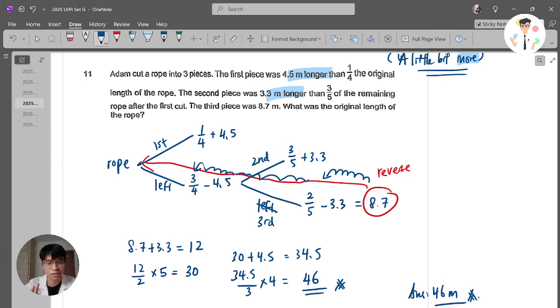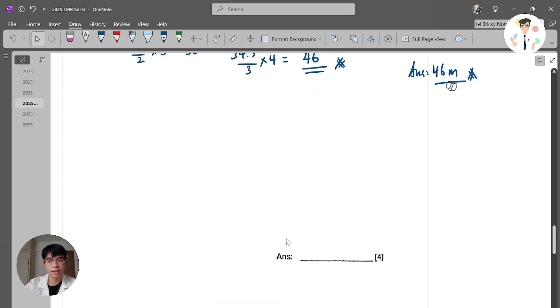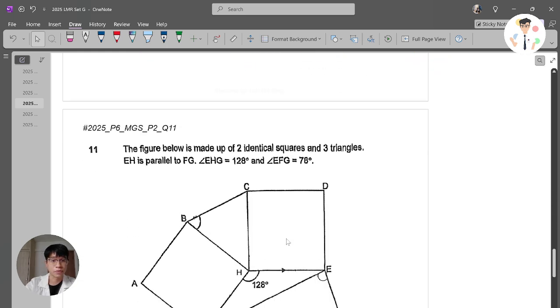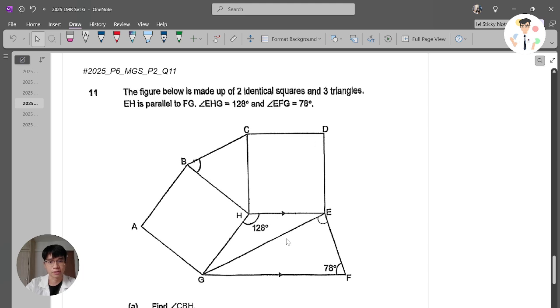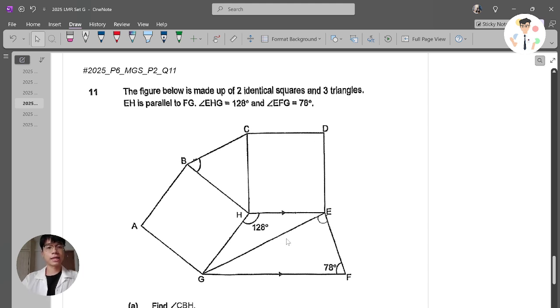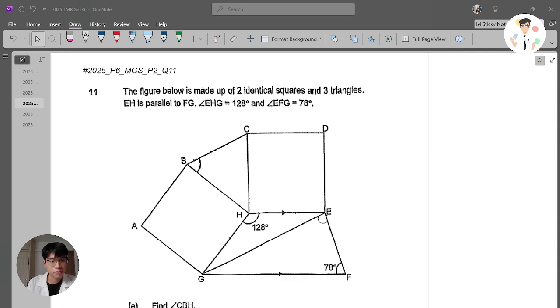Again, if you know it's a little bit more, definitely you know how to do it. But if you can't recognize the concept, which is what most of you are a bit weak at in identifying, then you probably will struggle a short while. Okay, let's look at our last question for the day, which is from MGS Paper 2, question 11. Let's look at this question and we are done.